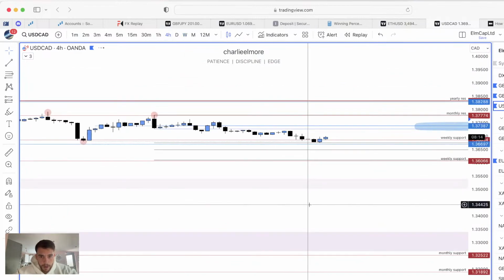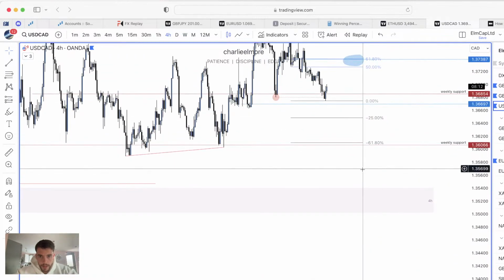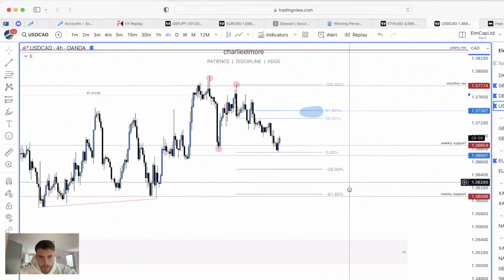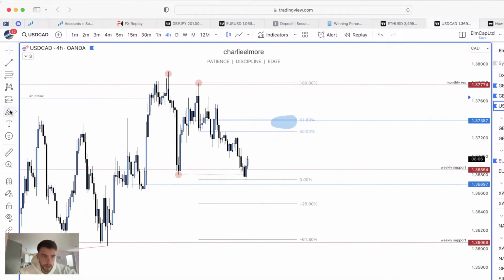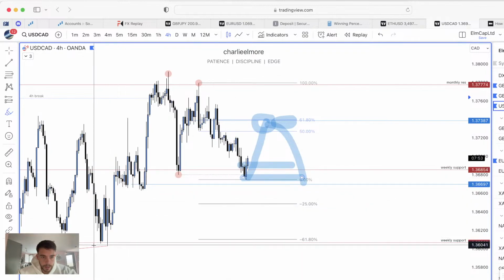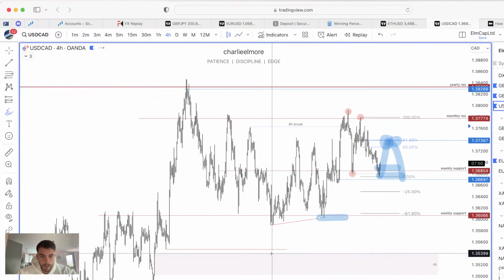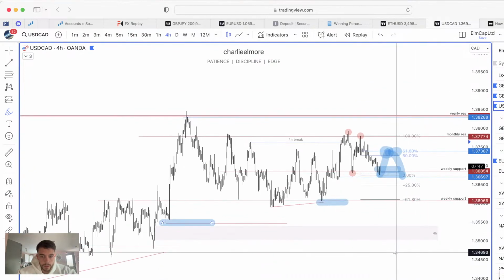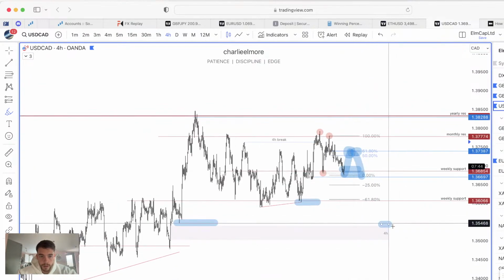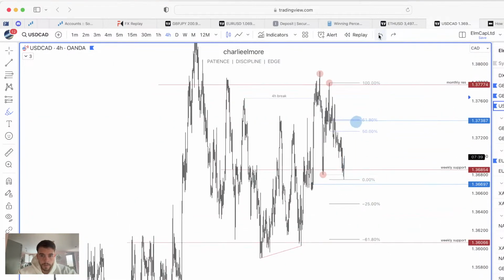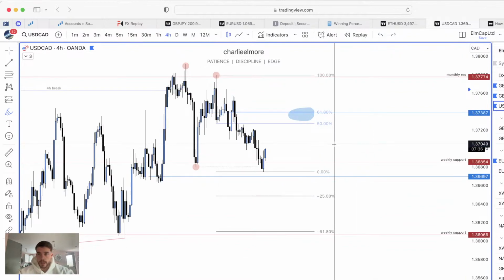So let's just go back to the 4-hour to highlight the point I was trying to make, that weekly support aligns with that extension. So in an ideal scenario, we'll come up to there, have some rejections, move away, get into a sell, target something like this, target this low, target that low, or even that imbalance, whichever you decide, and then ultimately all of these as well. Okay, so that's what I'm looking at on USD CAD.